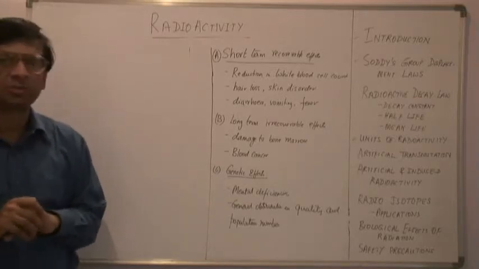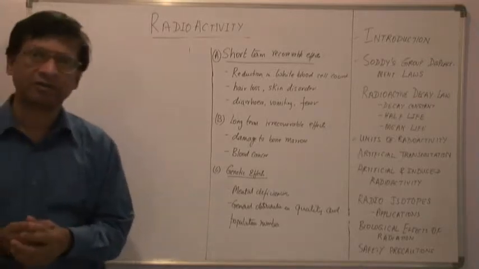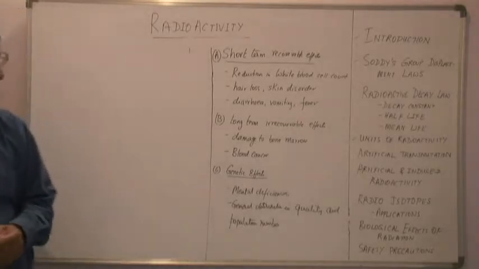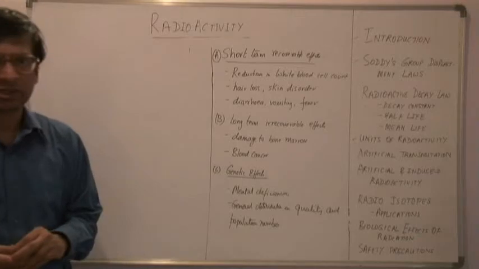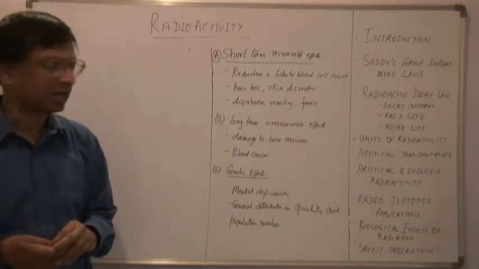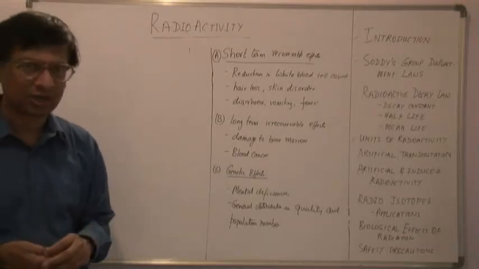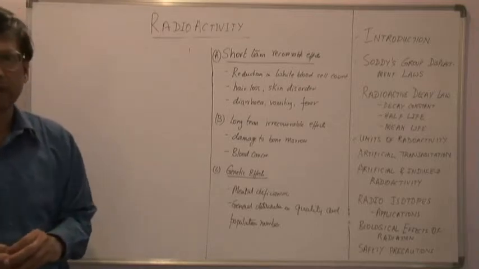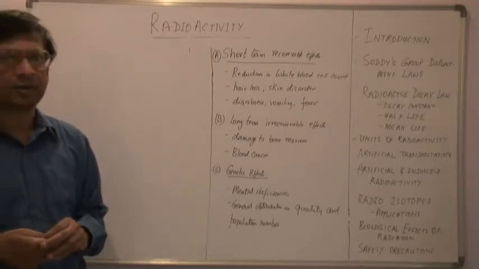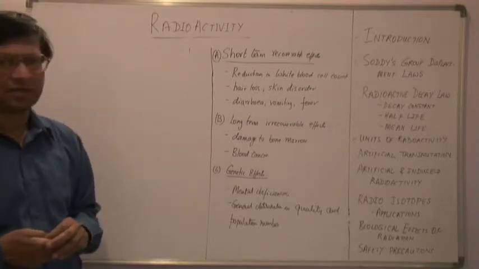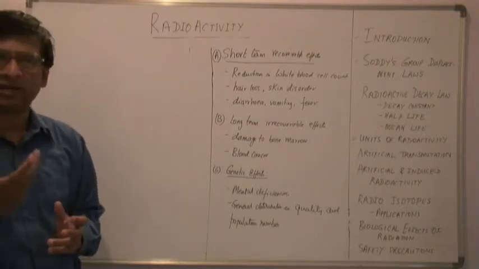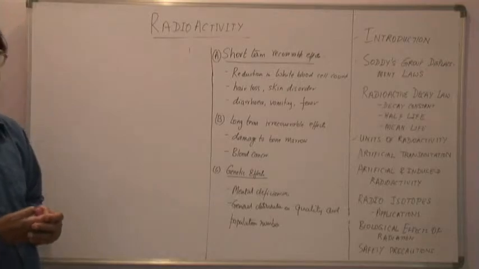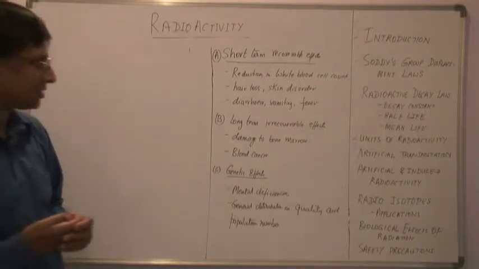Beta particles have much more penetrating power compared to alpha particles, and therefore the damage is much more extensive. Neutrons, on the other hand, are neutral, and therefore they are not affected by electrical or magnetic fields, and since they are neutral in nature, they have much more penetrating power. So they cause extensive damage to the human cells.